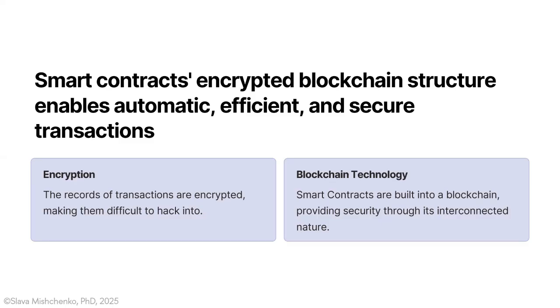And when I work with businesses implementing smart contracts, for example, I always emphasize that these two features work together because the encryption protects the content, while the blockchain structure ensures the integrity of the entire system. And it's this combination that makes smart contracts not just secure, but truly revolutionary for business operations as well.